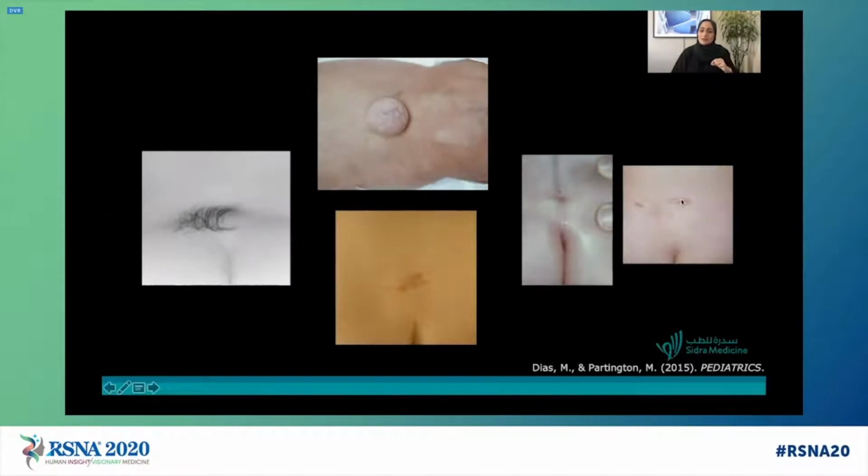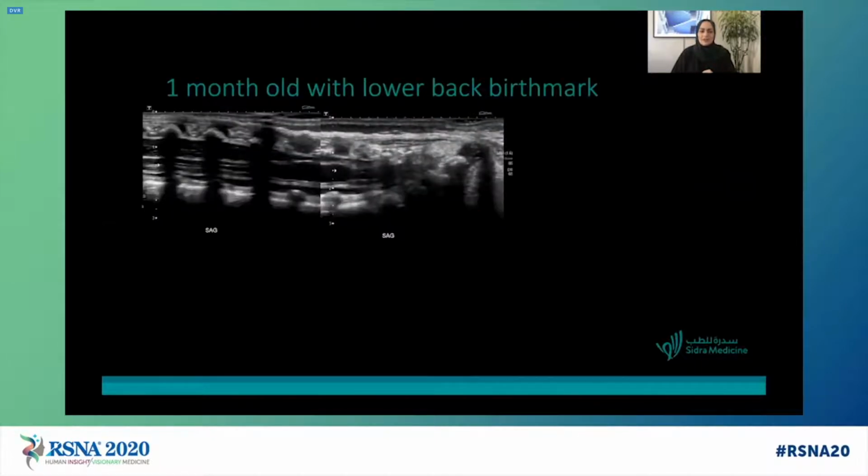In this kid, however, the dermal sinus is above the gluteal cleft. So this is a higher risk of associated spinal dysraphism, and you may see communication with the thecal sac and increased risk of meningitis. This is a companion case of a dysraphism, and it's just to highlight the importance of ultrasound. We have a 1-month-old with a lower back birthmark.